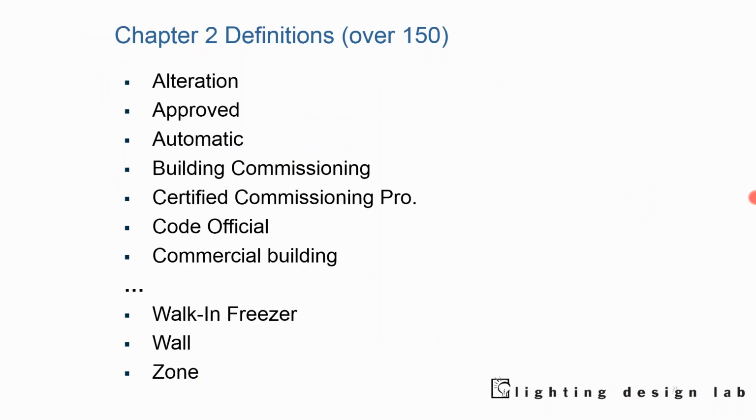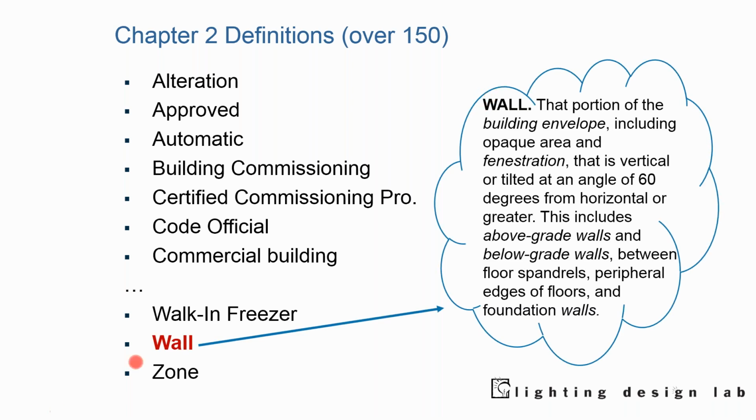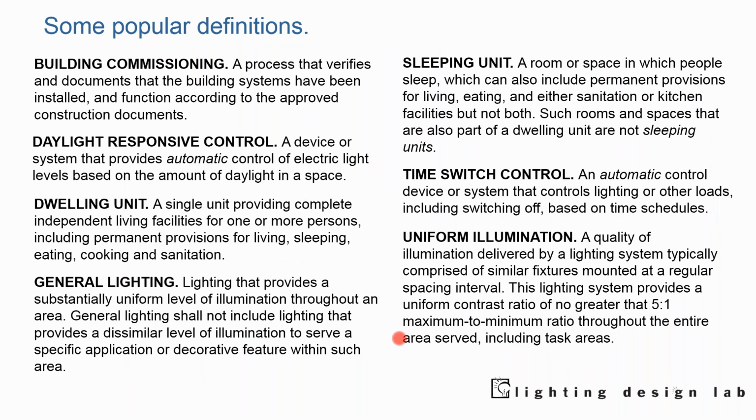All right, so let's take a look at definitions. There's over 150 definitions at the beginning of the document, and they're defining everything. They're defining a wall, in case you were wondering what a wall was. Some popular definitions that come up are commissioning: what is building commissioning? Daylight responsive control. What is a dwelling unit and how is it different from a sleeping unit? General lighting as compared to uniform illumination. Time switch control. These are all things that are defined and you might want to know about.